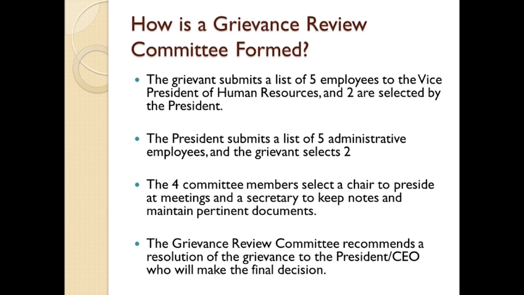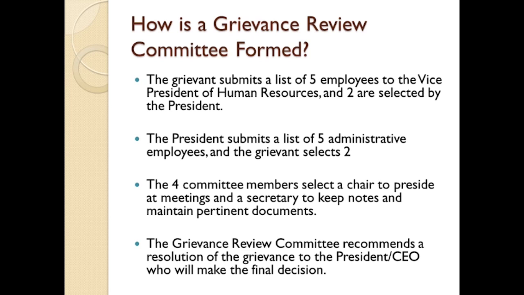The committee selects a chair to preside at meetings and a secretary to take notes and assemble documents. The chair and the secretary are both voting members of the committee. Before materials relevant to the grievance are distributed to the committee, and before the committee begins its investigation, all members must complete Grievance Review Committee training. Then the Vice President of Human Resources will deliver all grievance appeal documentation to the selected Grievance Review Committee chair.